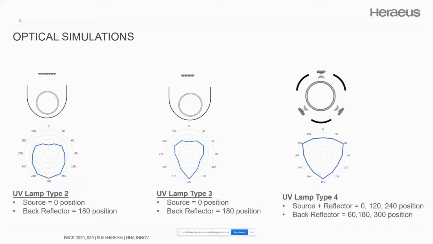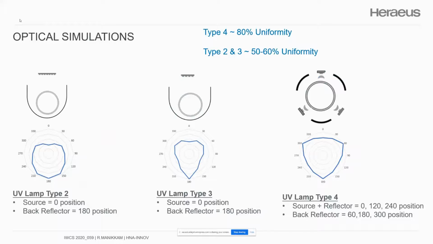And then finally, we had the linear arrangement. So this is, again, the single row of LEDs, 3 separate LED line sources that are positioned around the quartz curing tube. The source that includes a focusing reflector is positioned at the 0, 120, and 240 position, while at the 60, 180, and 300 position, there is a back reflector. And from this, we can see, again, there's intensity peaking at the 60, 180, 300 position.